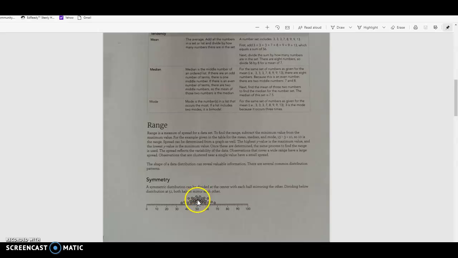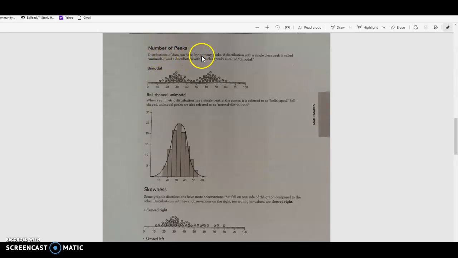So if I split this right down the middle at about 50 or 51, half of the values are going to be on this side, half of the values are going to be on this side, and they're going to look kind of like a mirror image of each other. The distribution of data can have few or many peaks. A distribution with a single clear peak is called unimodal, and a distribution with two clear peaks is called bimodal. This particular graph goes up, then back down, then back up again. So it has two peaks, so it is considered bimodal. Now a bell shape is unimodal. That means it just goes up and then comes down in the graph.